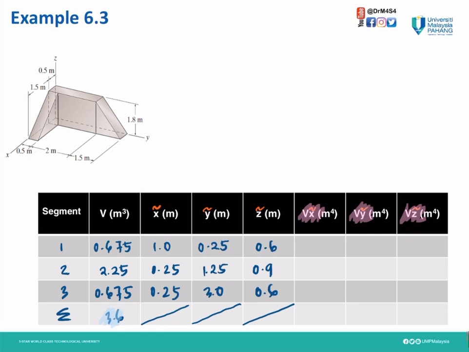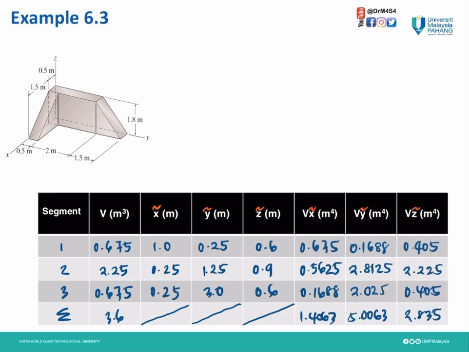Be careful with those units. V is meter cube because it's volume. For x bar, y bar, and z bar, it is meter. That means the value for V times x bar is meter to the power of 4. Then we need to fill in these values, then sum up the values for Vx bar, Vy bar, and Vz bar.